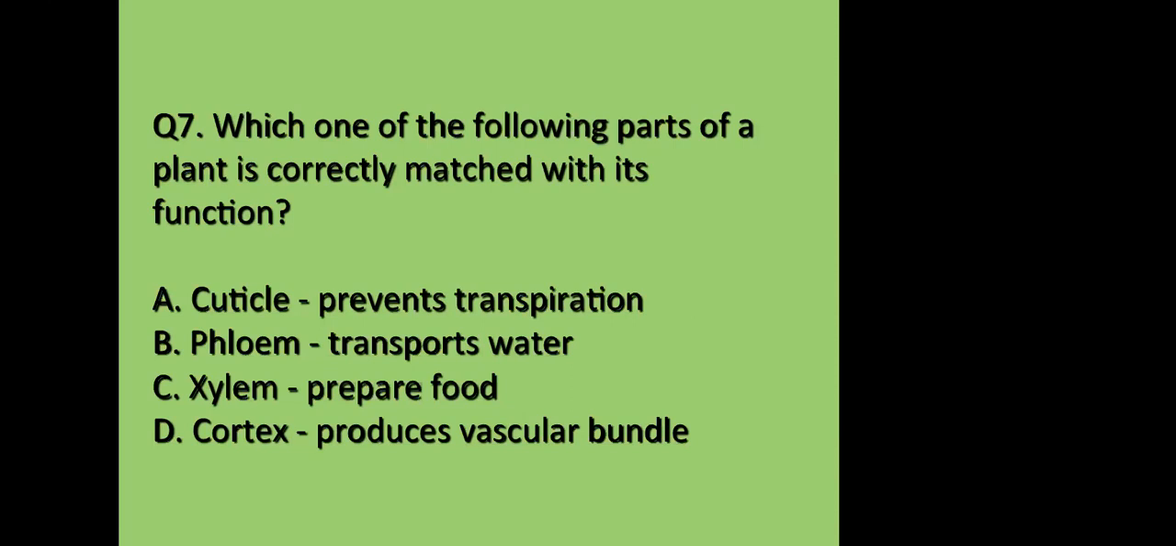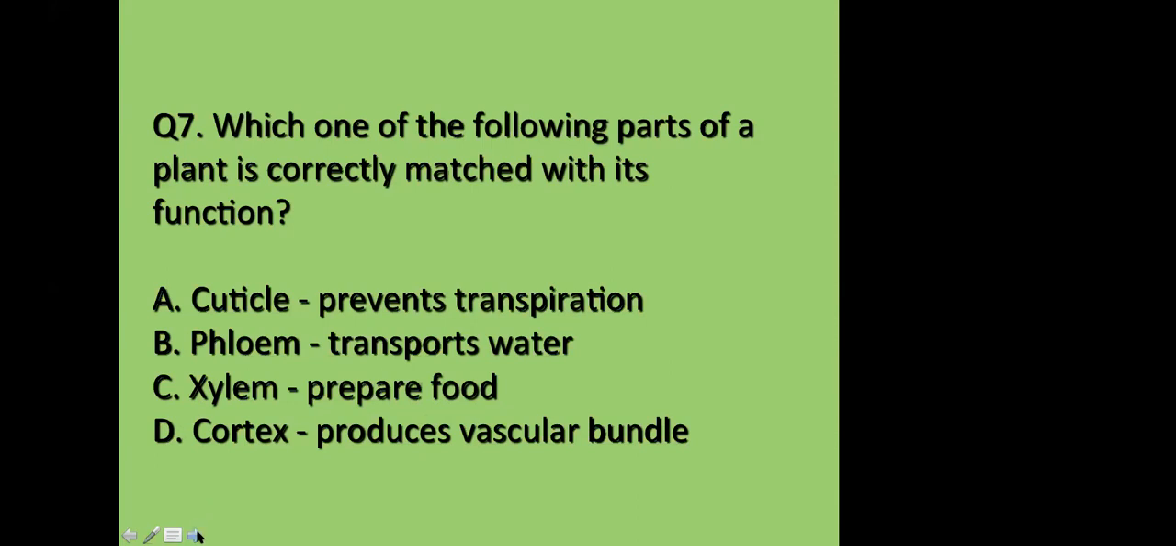Whereas the phloem is a conducting tissue which helps in the transport of food, not water. And xylem is the tissue which helps in transportation of water. It doesn't prepare the food, instead it transports water. And cortex does not produce the vascular bundles, but it helps in the transportation of the material from the vascular bundle to the other parts of the plant. So the right answer for this question is option A.